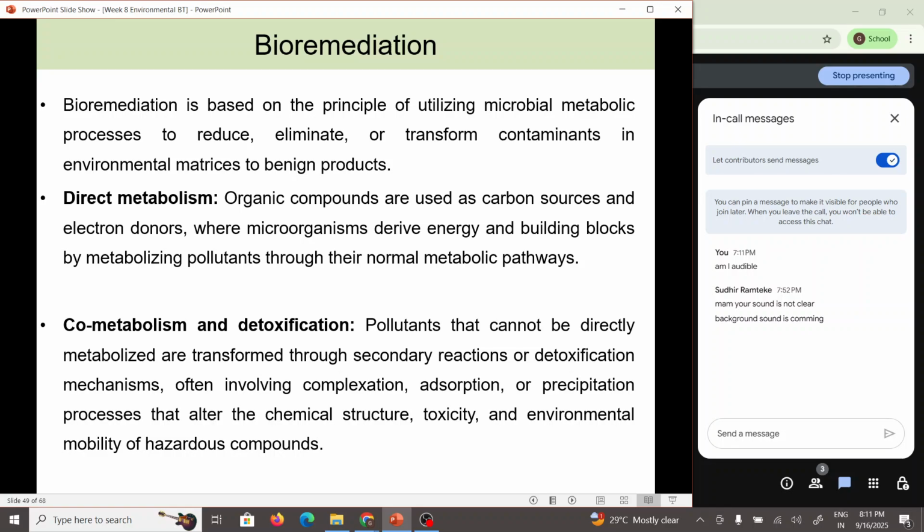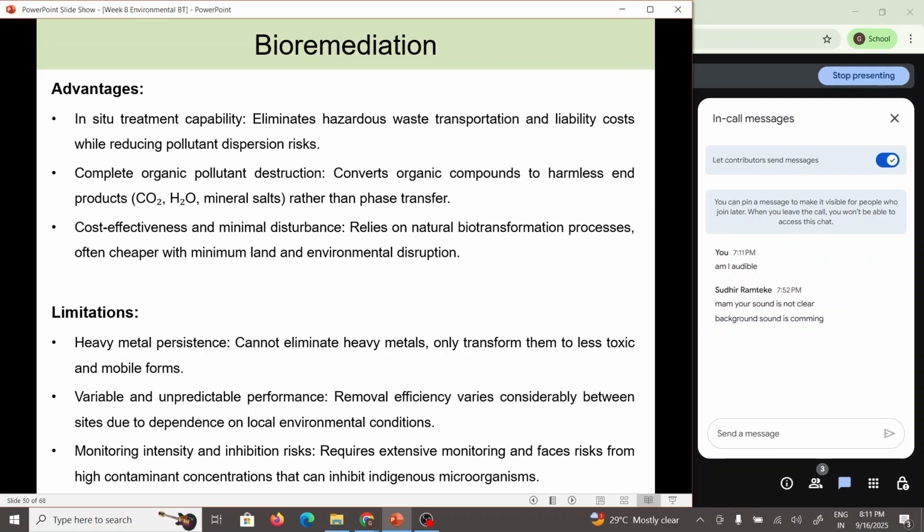These are the two different types of consumption that we can observe. The main advantage of bioremediation is the in situ treatment capability. We need not take or transport the hazardous waste to long distances, which has its own risk in terms of transportation costs. We are also taking a hazardous component from one place to another, so we are trying to pollute some other place as well. All these risks are eliminated in situ treatments. In situ is on-site treatment.